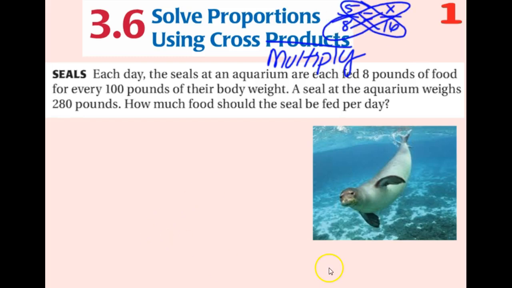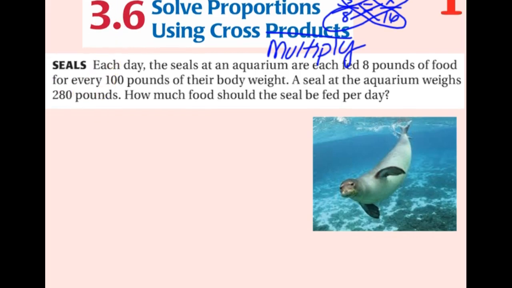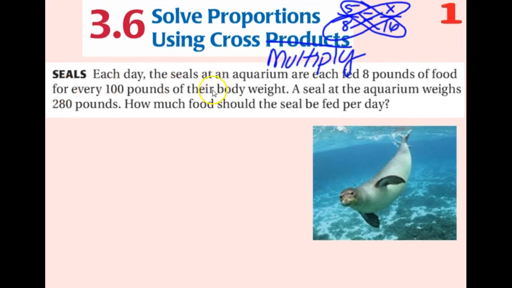So we're going to do that first in a word problem by setting it up first. Each day, the seals at an aquarium are each fed 8 pounds of food for every 100 pounds of their body weight. A seal at the aquarium weighs 280 pounds. How much food should the seal be fed per day?